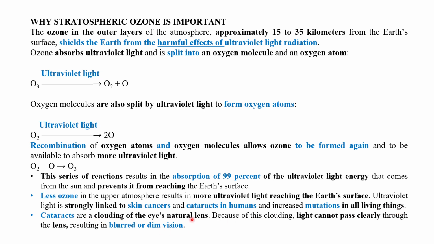Cataracts, what do you mean by cataracts? Cataracts are clouding of the eye's natural lens. Because of this clouding, light cannot pass clearly through the lens in our eyes, resulting in blurred or dim vision. We cannot see properly. So this is a type of disease in the eye, cataracts.